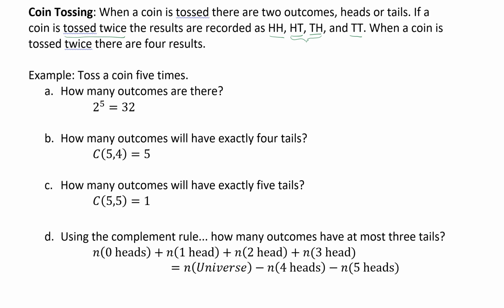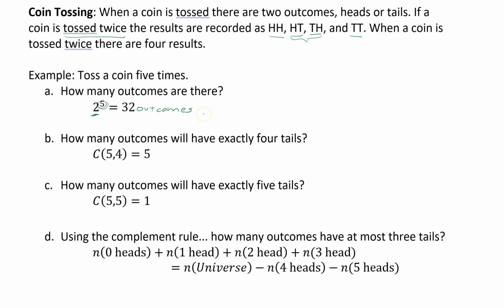Now let's take a look at taking a coin and tossing it 5 times. First, let's figure out how many outcomes there would be in general if we tossed a coin 5 times. Well, we know that a coin has 2 sides, so that's where this 2 is from. We're tossing it 5 times, that's my exponent. And 2 to the 5th is 32. So there are 32 outcomes when a coin is tossed 5 times.